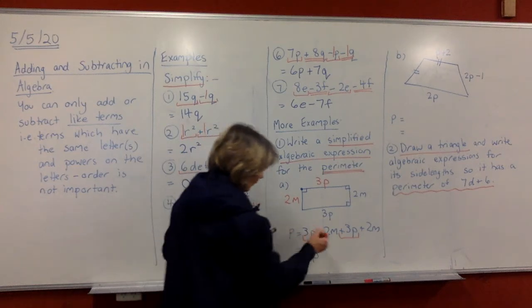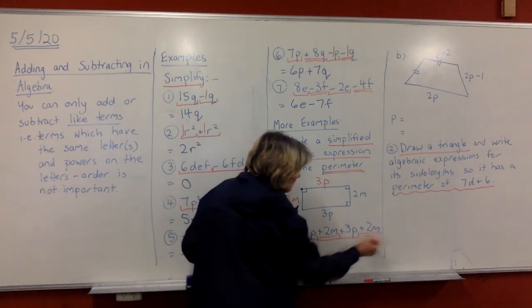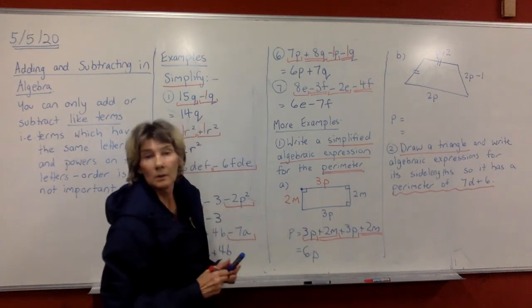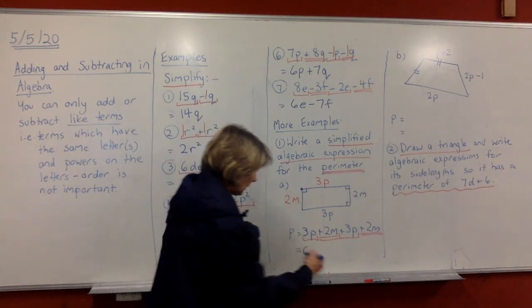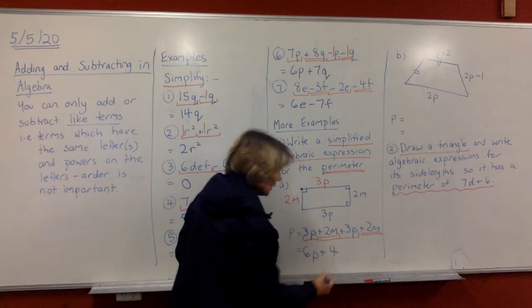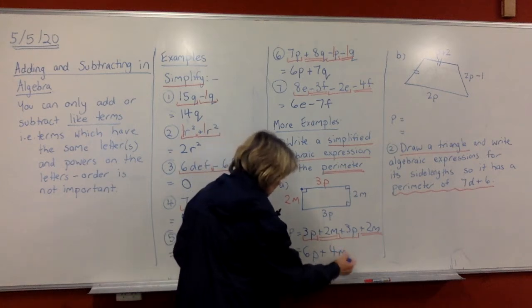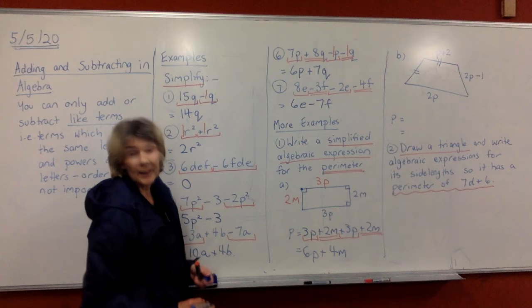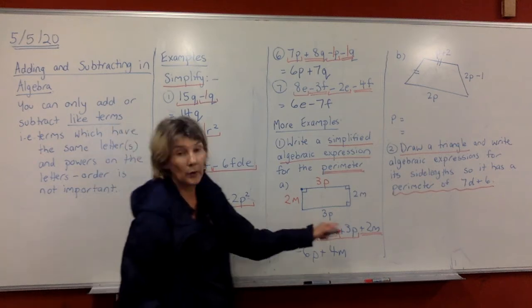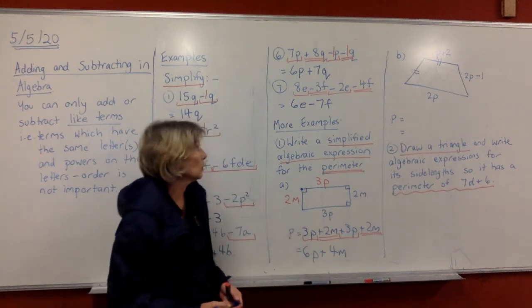And then we have plus 2m plus 2m. So if you do plus 2 plus 2, you get plus 4. And write your m on the end. And that is an expression. We've already simplified it, and that's the answer to the question.